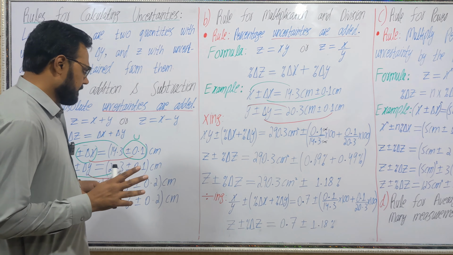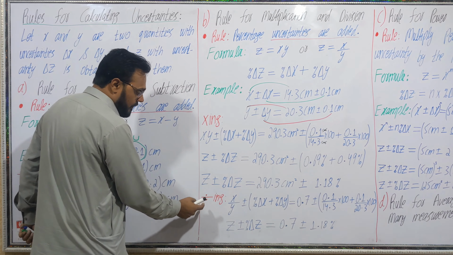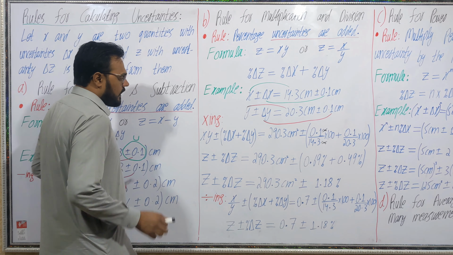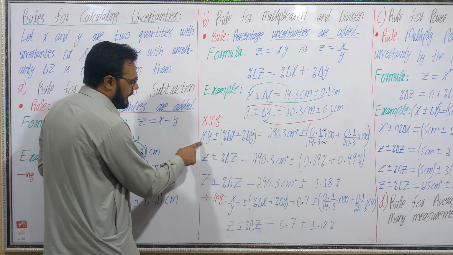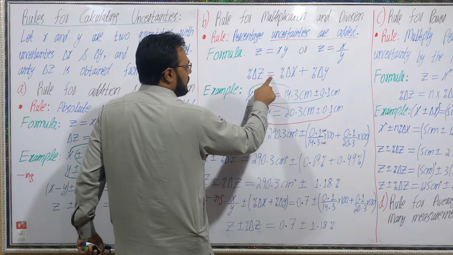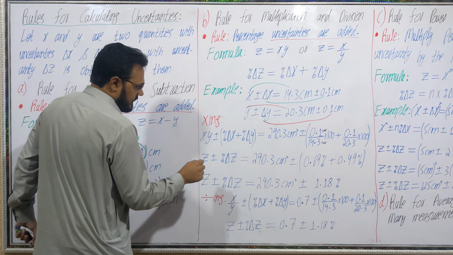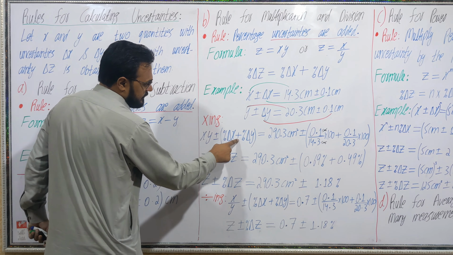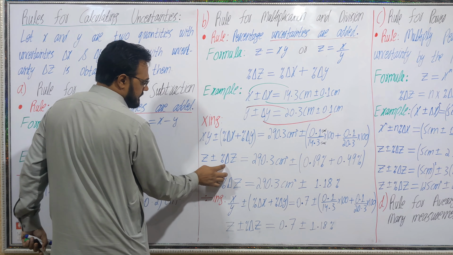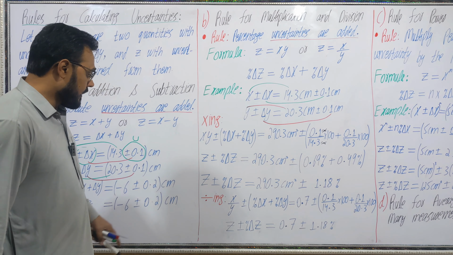Hope you got this point for multiplication. For multiplication, xy is equal to z, so replace xy with z. Then plus minus percentage uncertainty in x plus percentage uncertainty in y is equal to percentage uncertainty in z.